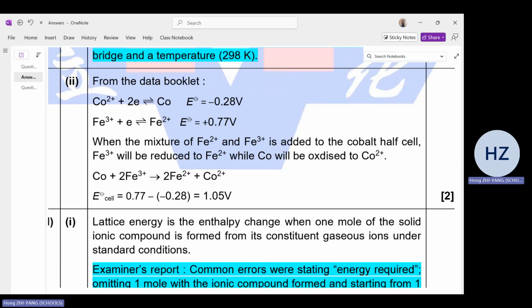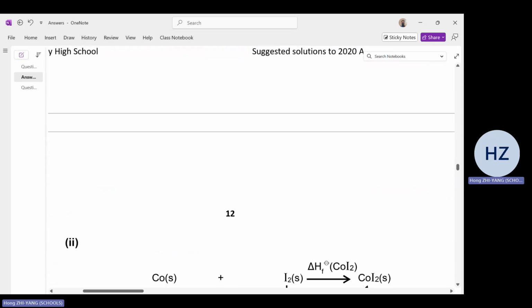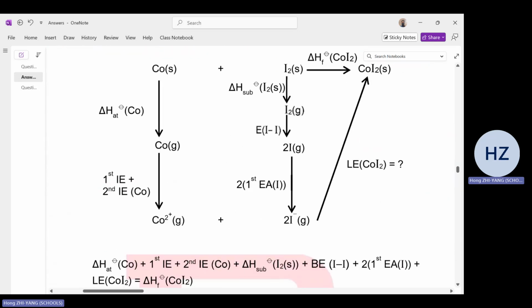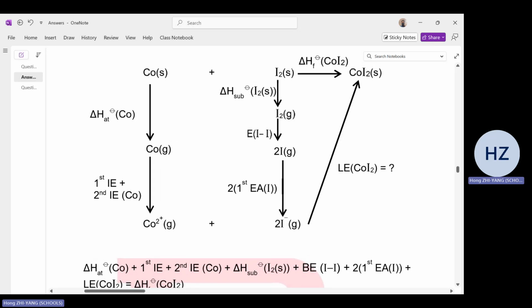Next one is this one. This one has no questions. I was expecting questions for the energy cycle, but seems like it's fine. By the way, do you know what's the official name of this diagram? There's a name to this diagram. It's a cycle. Born-Haber cycle, thank you.